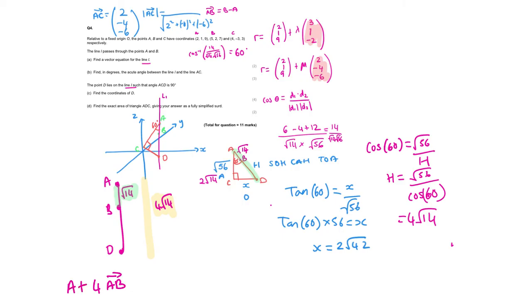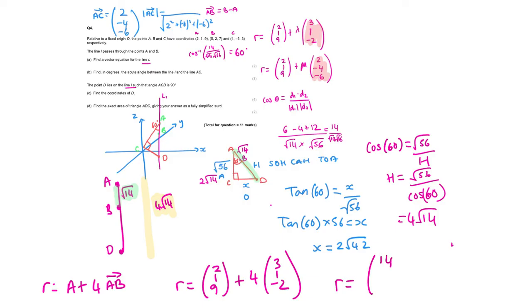This is where the equation of the straight line comes in handy, because technically what this is saying is R equals A, from our equation of a straight line. Our lambda here is 4 lots of (3, 1, -2). This is a practical use of this equation, which is fantastic. So our point R, which is in fact D, equals 2 plus 4 times 3, 12 plus 2 is 14, 1 plus 4 is 5, 9 minus 8 is 1. So our point D is (14, 5, 1).